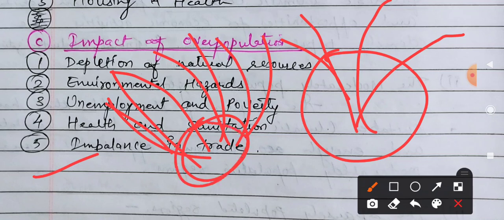I hope you understand both concepts, the density of population in the world and overpopulation.